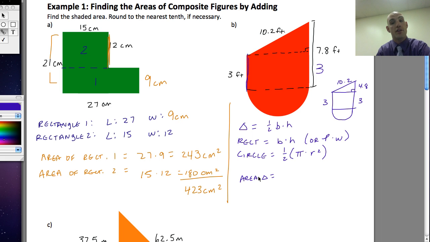Well, what could I do? I could use Pythagorean theorem. So I'm going to go 10.2 squared plus 4.8 squared, and I'm going to take the square root of that. The area of the triangle is 1/2 base times height. So I need to find this. Well, x squared, I'll call this x, plus 4.8 squared is equal to 10.2 squared. So I'll subtract 4.8 squared from both sides.